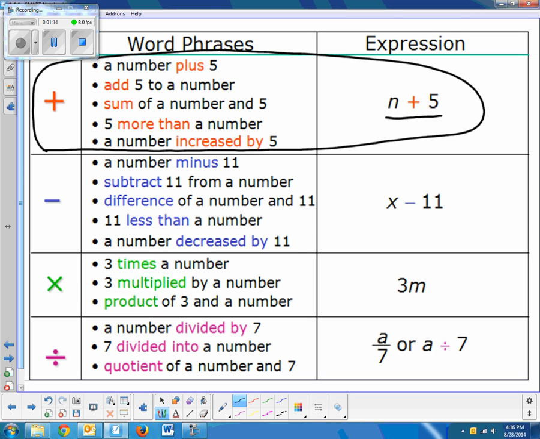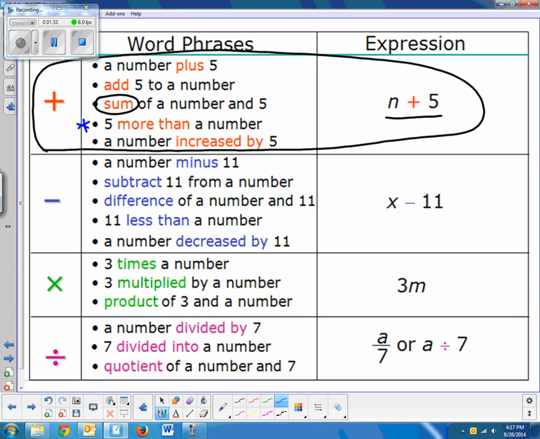And then sum, and this is a word specific to mathematics. It's a specific spelling, S-U-M. And we're going to talk more about those words in a little bit. But sum, so we've got the sum of a number and 5. 5 more than a number. I'm going to put a little star by this one here. I'd like you to do the same.